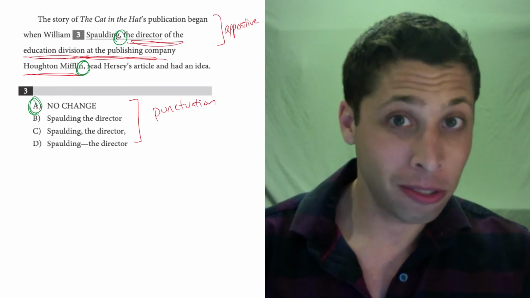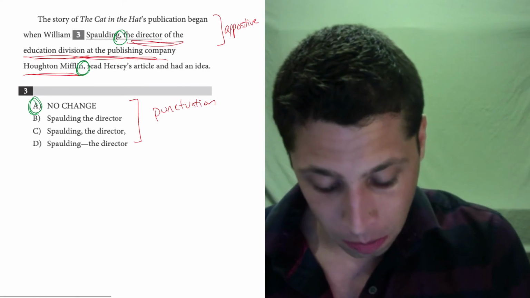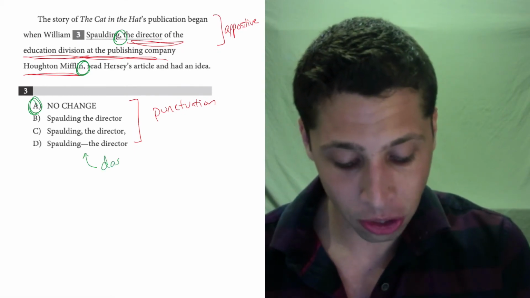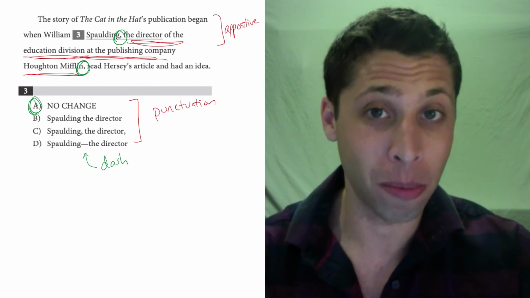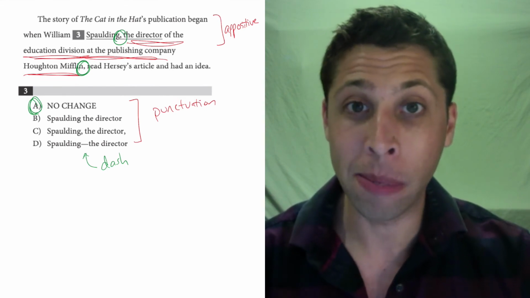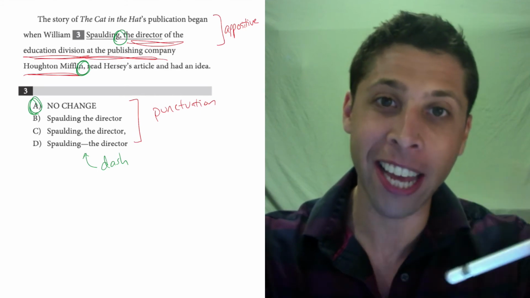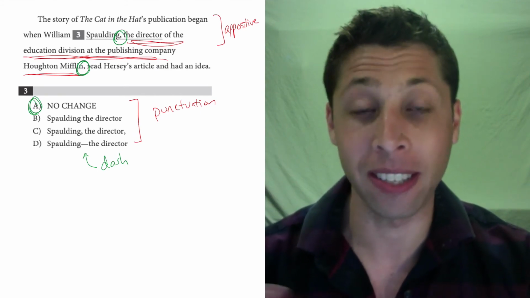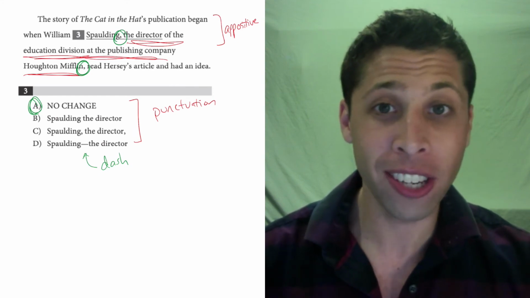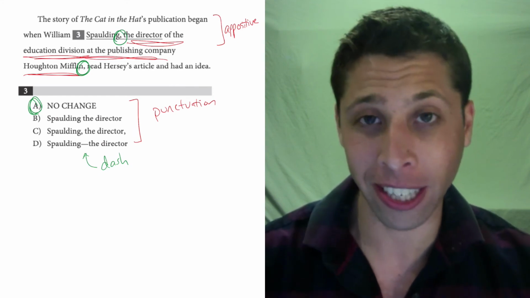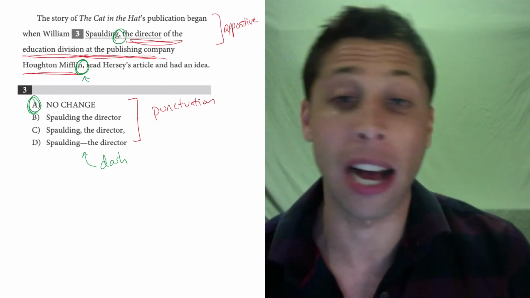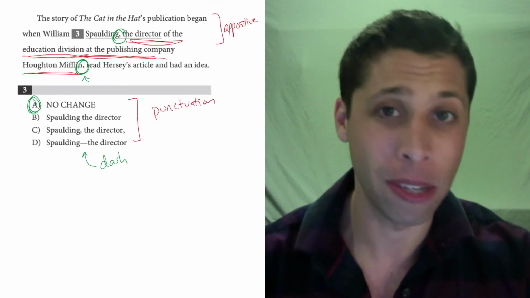Now, just to let you know, there are times when we can do something more like D and use the dash to set out some sort of extra piece of information. That's very common on the SAT, but because there's a beginning and an end, we'd want the beginning and the end to be the same. We'd want 2 dashes, not just 1. So the dash isn't necessarily wrong, it's just wrong in this case because right here at the end, we have a comma and not a dash, and we need to be consistent.